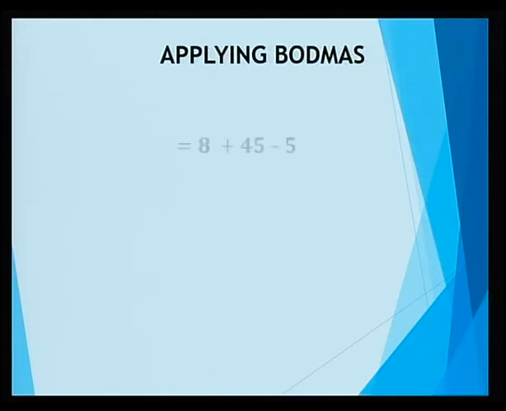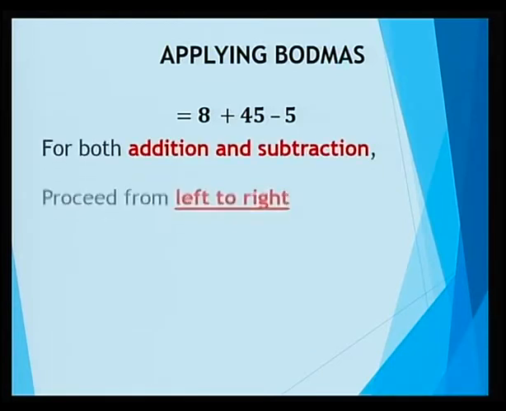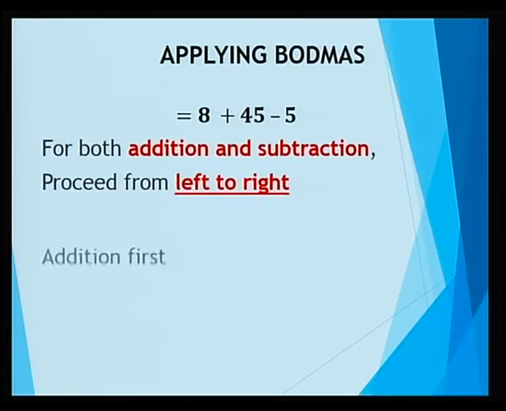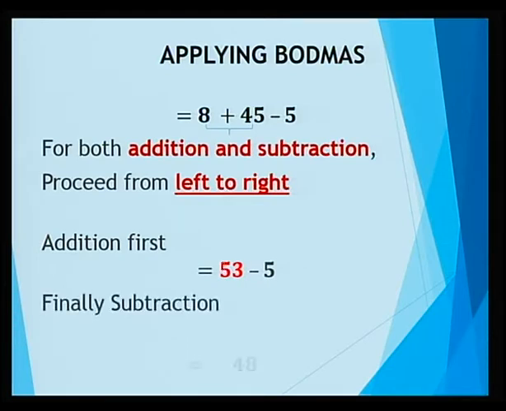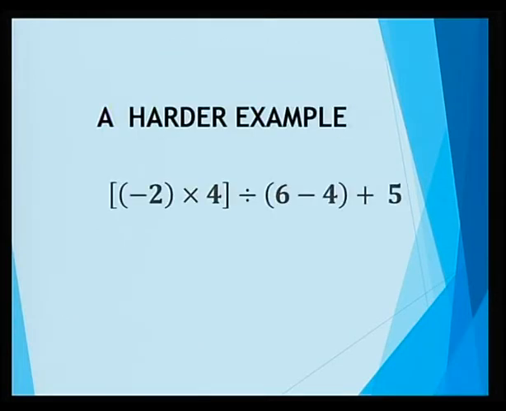Now, what do we do? You've got addition and subtraction. Like I said, order of precedence. You do whichever comes first from left to right. That's it. So that will be addition first. 8 plus 45, which is 53, and 53 minus 5, you've got 48. That's the answer. A little bit harder now.